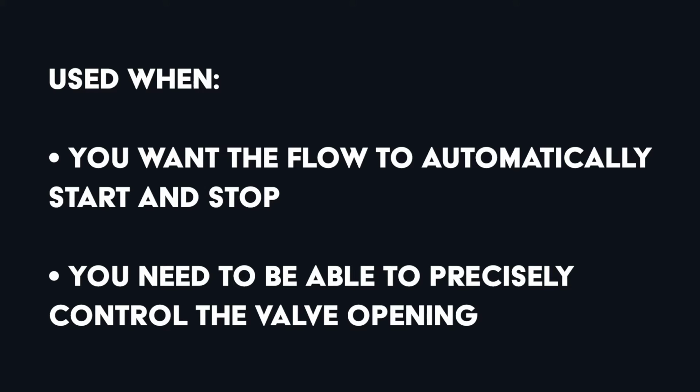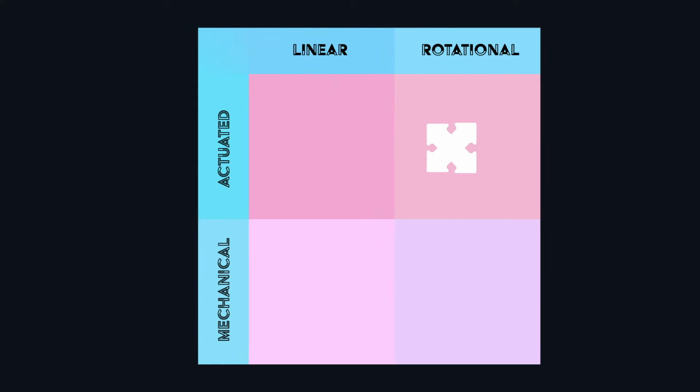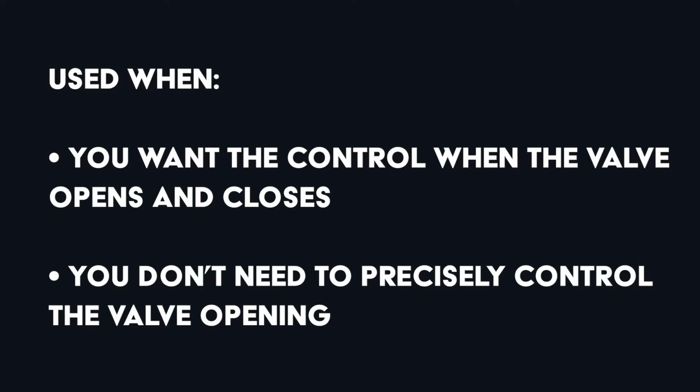Now let's get to our actuated rotational valves. Here you use your hands or a machine to close or open a valve by rotating on an axis. Use this build when you want to selectively control when the valve is open or closed, but don't care about how partially open or closed the valve is, usually in situations with really fast or really pressurized flow.